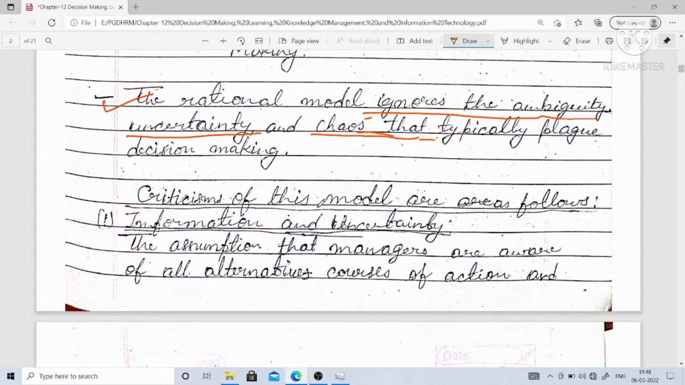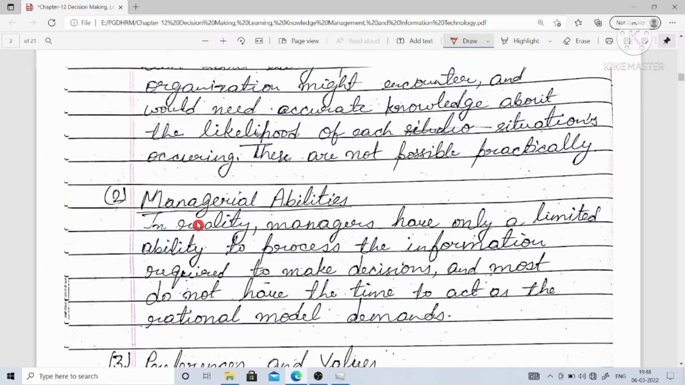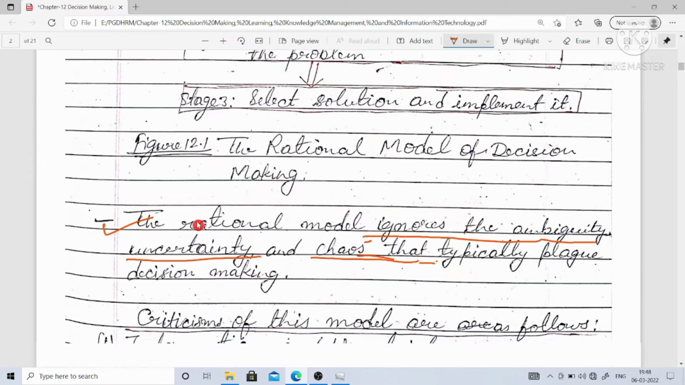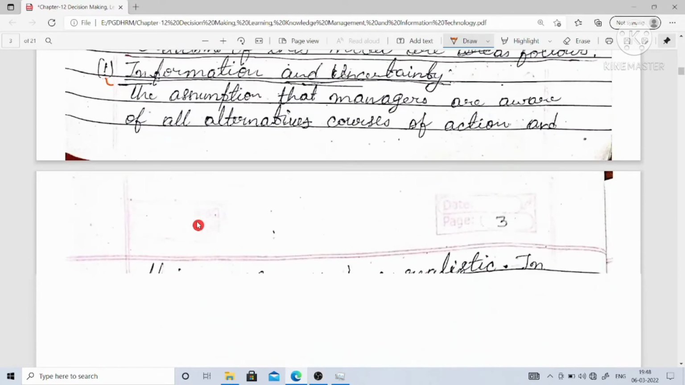And the criticisms of this model are as follows. What are the different criticisms of this model? The first criticism is information and uncertainty. How are these related to criticism?